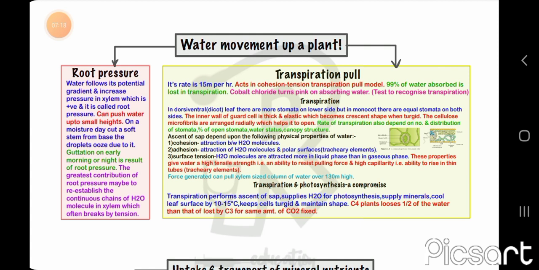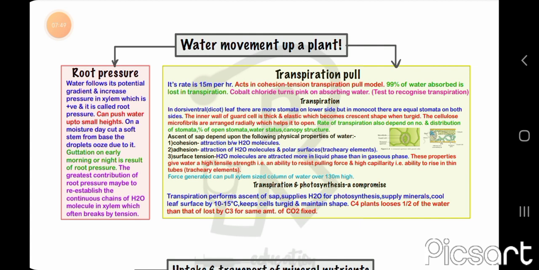The rate of transpiration also depends on the number and distribution of stomata, percent of open stomata, water status, and canopy structure. Ascent of sap depends upon the following physical properties of water: cohesion, attraction between H2O molecules; adhesion, attraction of H2O molecules to polar surfaces; and third, surface tension, as H2O molecules are attracted more in the liquid phase than in the gaseous phase. These properties give water a high tensile strength, the ability to resist pulling force, and high capillarity, the ability to rise in thin tubes.